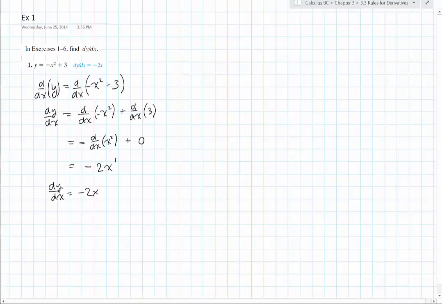That being said, when you get really good at this, you could just go ahead and write this down without all these intermediate steps.